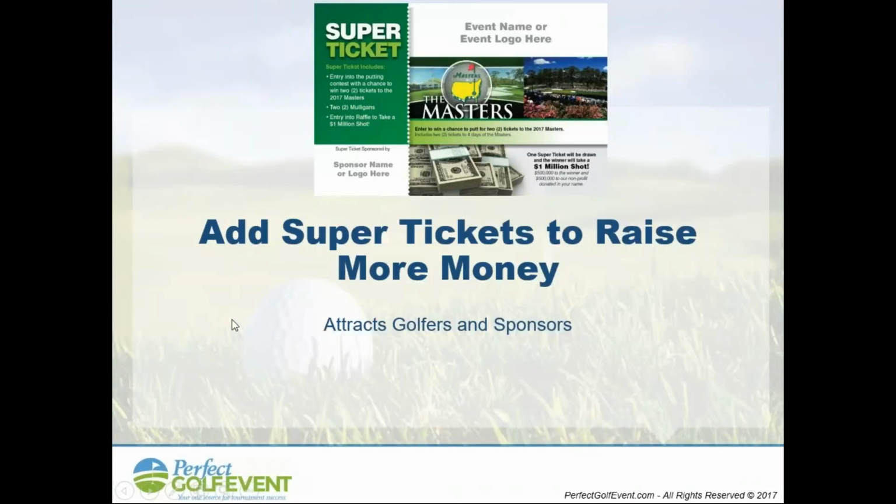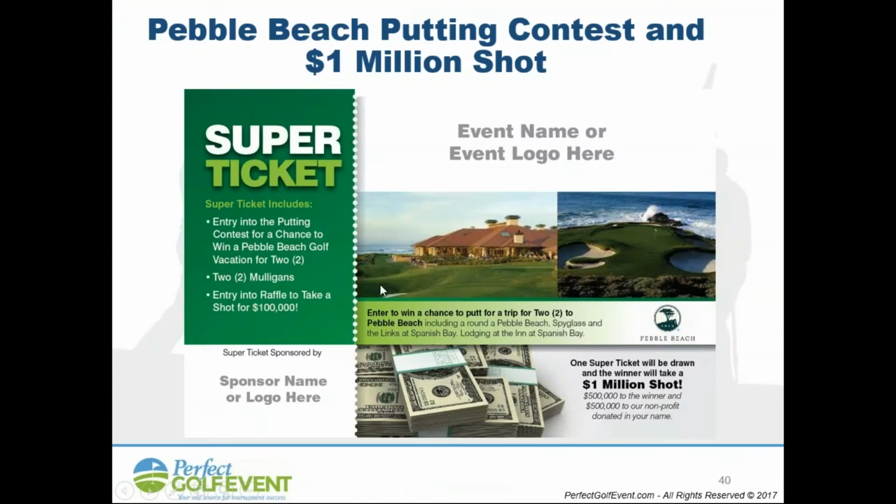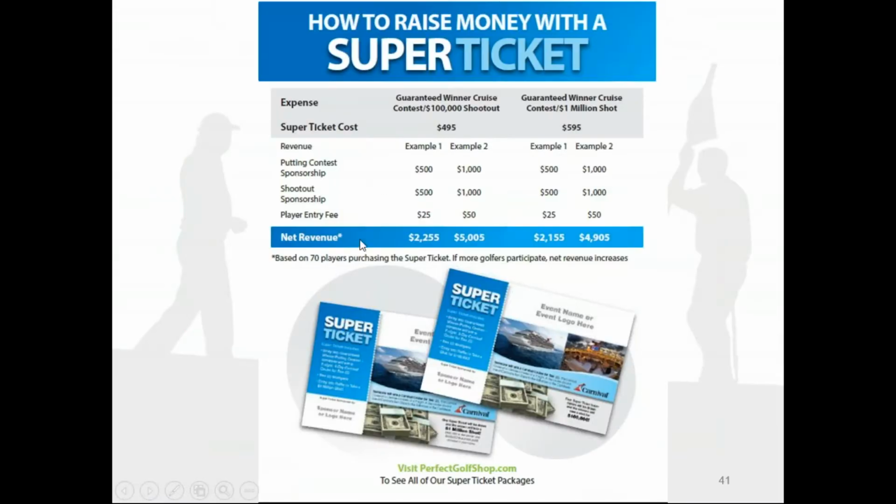We talked about super tickets before. And again, I like super tickets because you can bundle them together with anything you want. So here's a Pebble Beach putting contest with $1 million shot. So, again, you'll be able to advertise when you go out to your audience, hey, come to our event. You're going to have a chance to putt to win a trip for 2 to Pebble Beach. Somebody's going to have a chance to shoot for $1 million. And you can bundle in anything you want here, mulligans, raffle tickets, whatever you'd like.